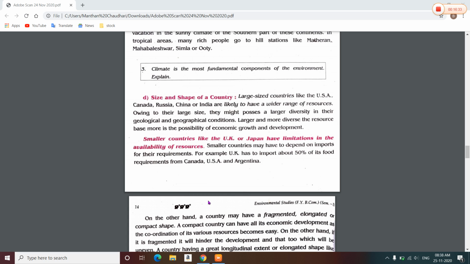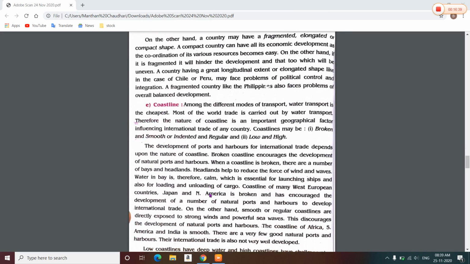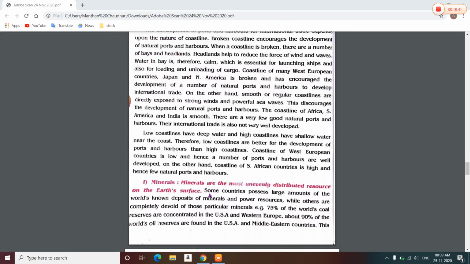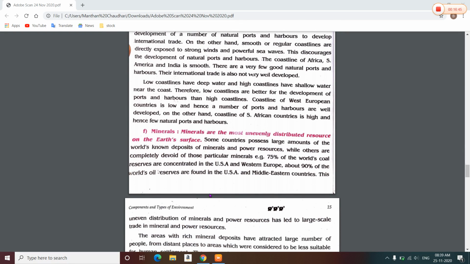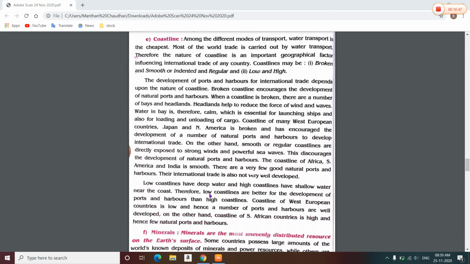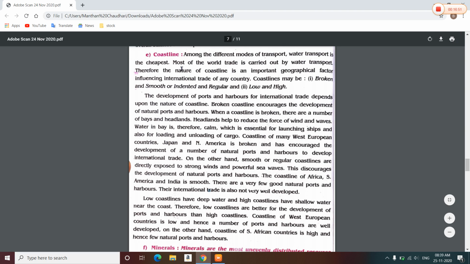Now the next abiotic factor of natural environment is coastlines. Let us look at coastlines.